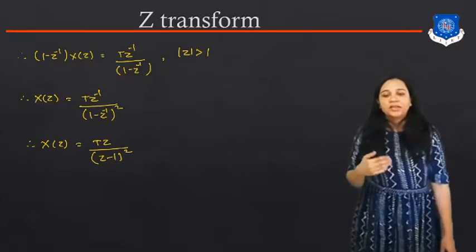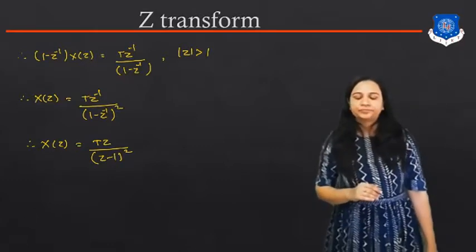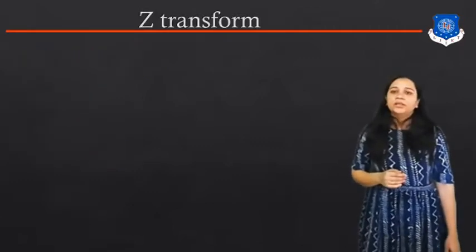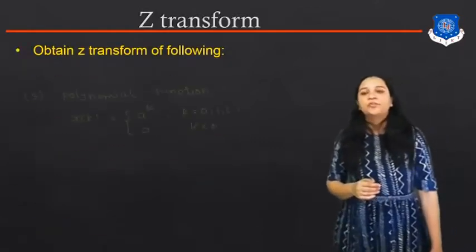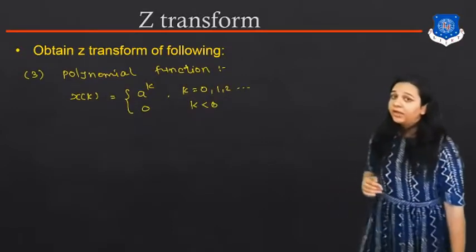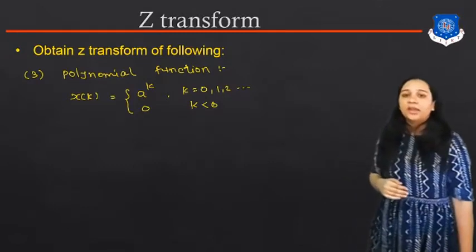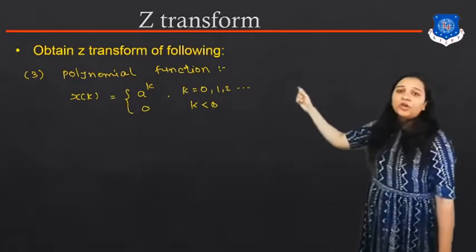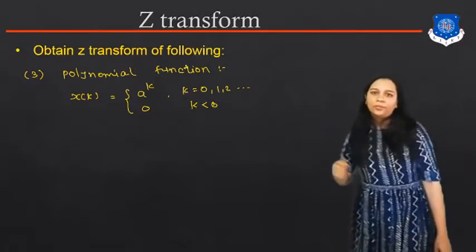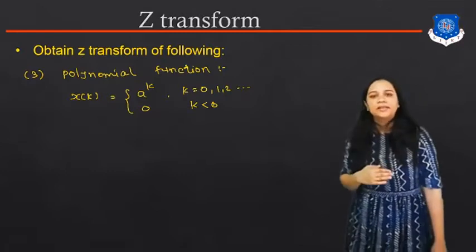Okay, whenever it is a continuous signal or the discrete signal. Clear? Now the next is obtain the z transform of the following and we have given a polynomial function x of k that is equal to a raised to k where the value of k is 0 up to infinite and it is 0 for k less than 0.